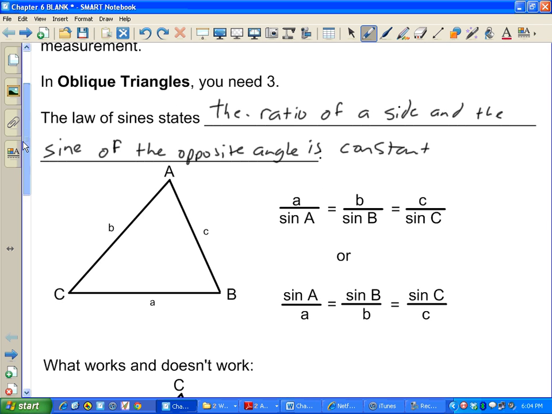That means if I take a side, like side A, and put it in a fraction with the sine of angle A, which is the angle across from it, that's going to be the same for every combination that's set up that way. So C over the sine of C equals B over the sine of B, or we can flip-flop them. It doesn't matter as long as they're all set up the same. This is the law of sines.